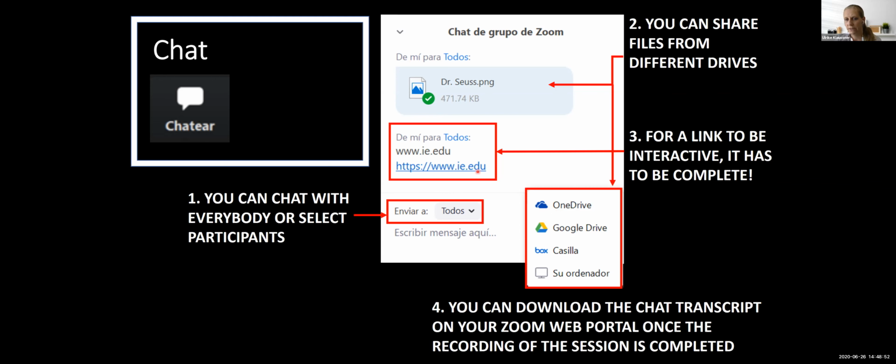And if you're sharing interactive links, see the difference between www.ie.edu, which is not interactive, and the entire link, which is actually clickable for the students. So if you want students to click onto a linked document or on a reference you're making, you need to include the entire full URL.